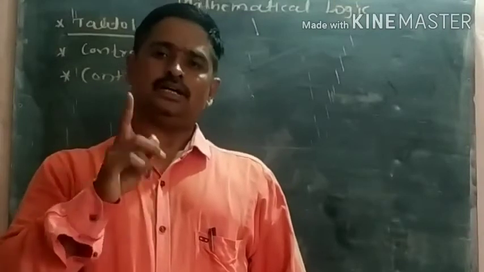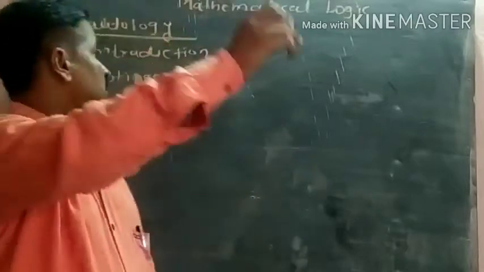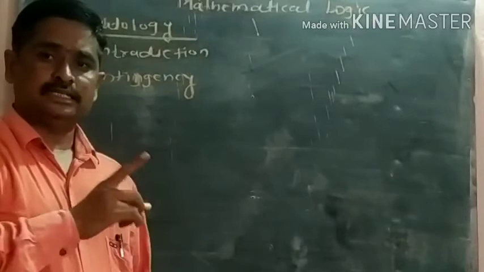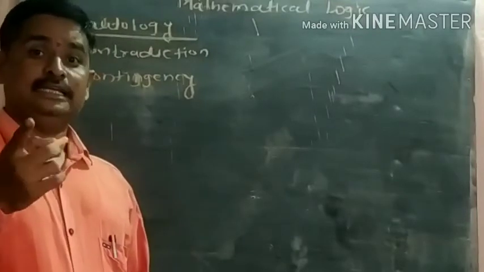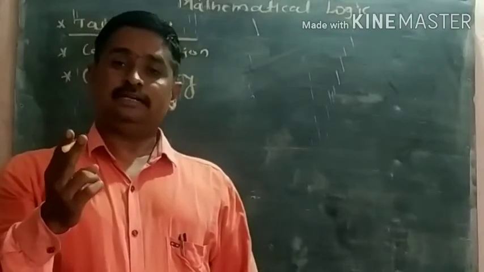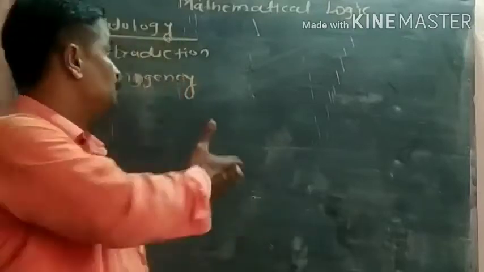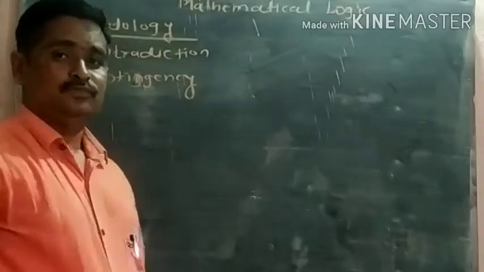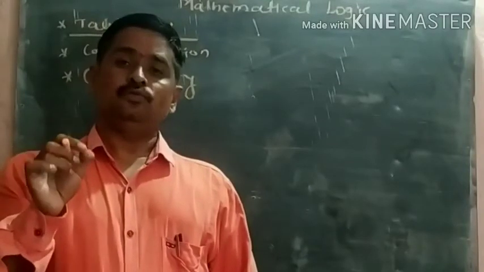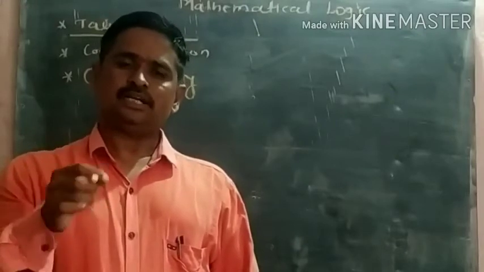In a tautology, contradiction or contingency, whatever it may be, in these three cases we always consider one statement, whereas in a logical equivalence we always consider two statements and check whether they are logically equivalent or not. But in the case of tautology, contradiction and contingency, we consider only one statement, and we have to conclude whether it is a tautology, contradiction or contingency.